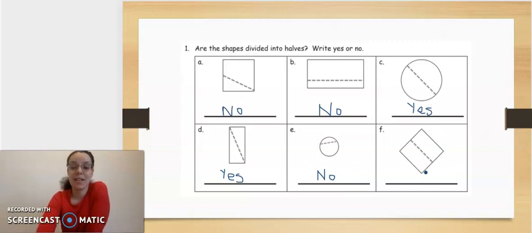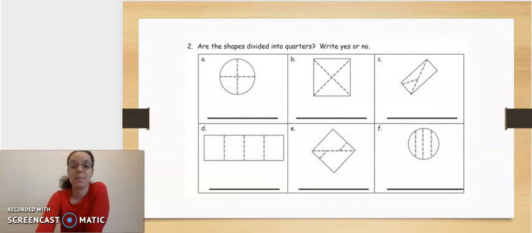Is this diamond broken in half? You think yeah? Why? You got it, because it's broken into two equal parts. They are two parts that are the same size and the same shape.